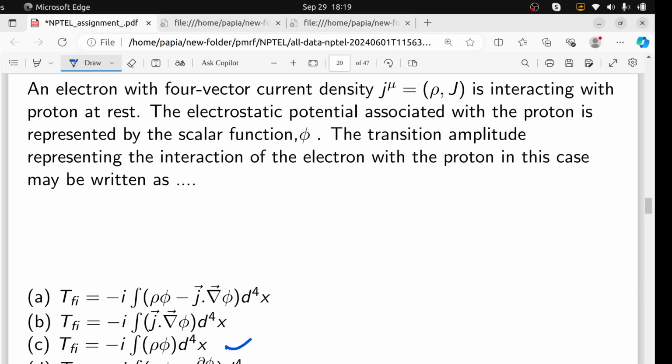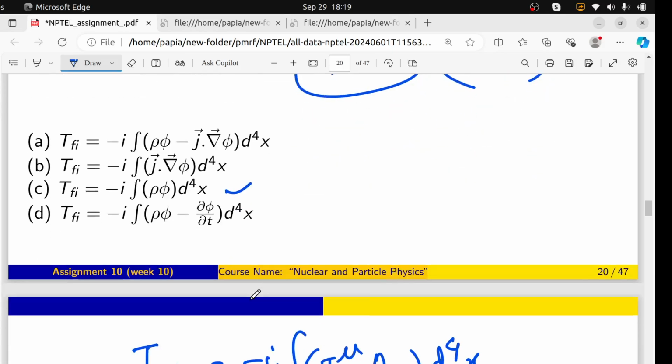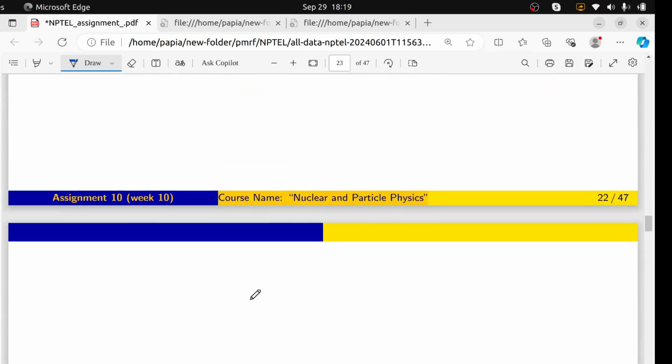If in this question the A vector is also present, then what will happen? J mu A mu, you have to do the total 4 vector multiplication. Then you will get to know what the answer will be. Basically it will be similar to this one, but as there is no A vector right now, it is simply rho phi d^4x. Okay.